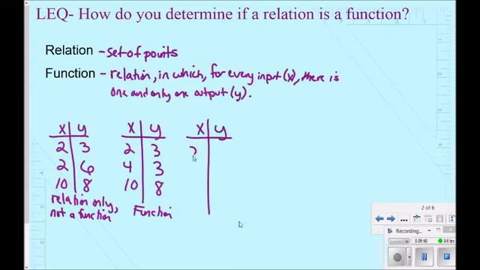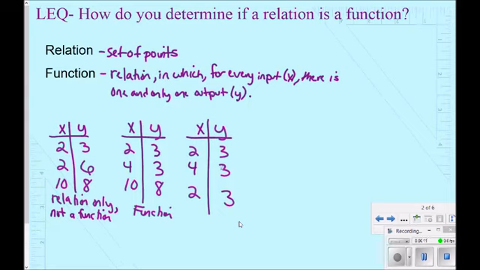Okay, also, you want to be careful though, because we could have something like this. And you don't want to just quickly check the x column and see the 2 twice and say, oh, not a function. You have to then check to make sure that the y values are different and it's not just the same coordinate point written twice like this one is.